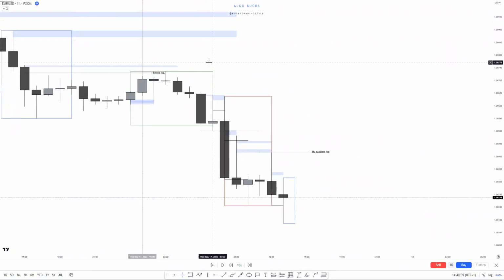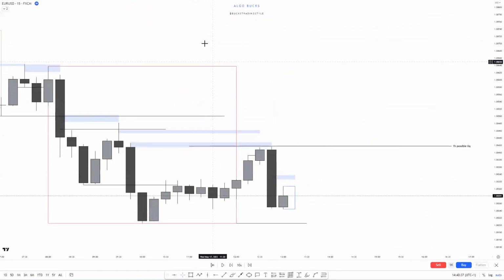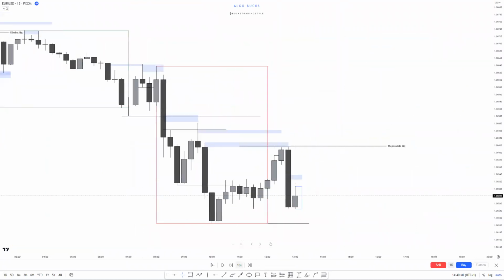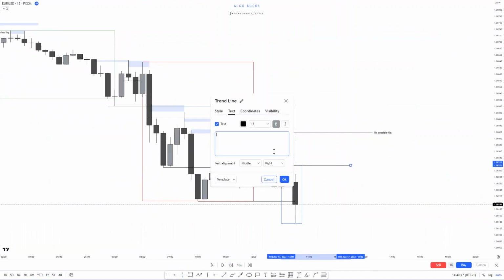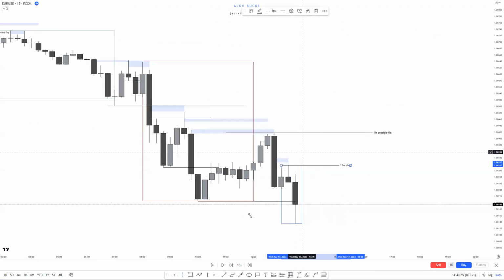Right, H1 possible ILQ. Then on 15 minutes, we had an SLQ, a good SLQ right here, 15 minutes SLQ right there. So this is what we are watching, right? And after the 15-minute SLQ, we can get mitigation of this whole range. But we are well aware that there is liquidity above this high. There's an H1 liquidity above this high right there. So what do we do now? We only wait for reaction.